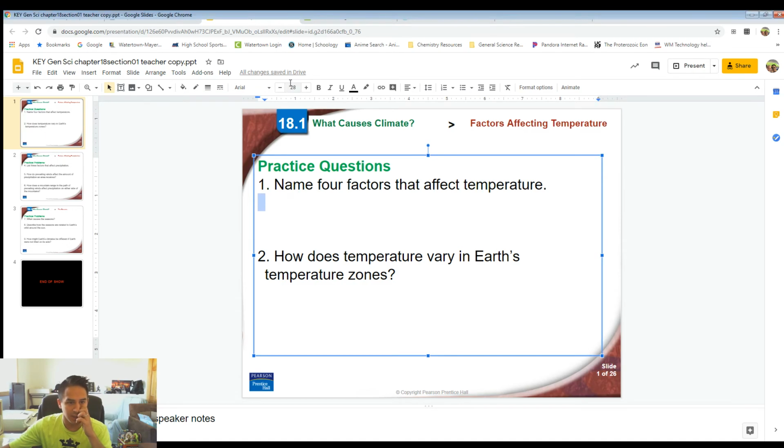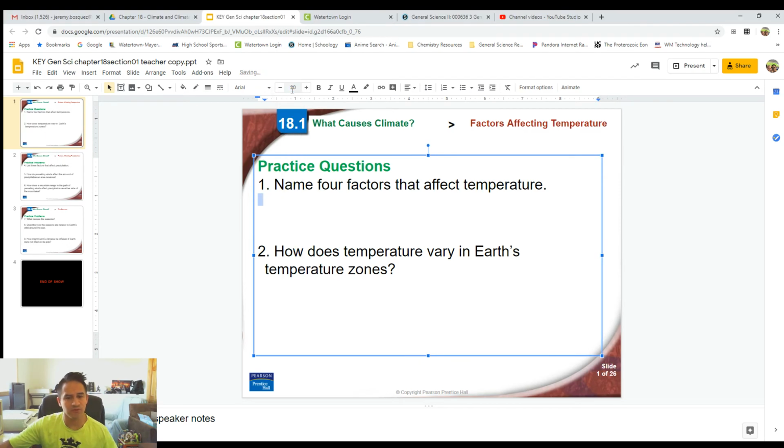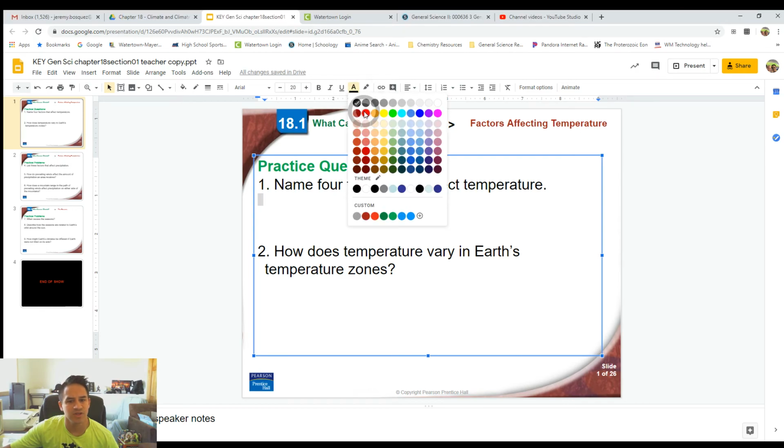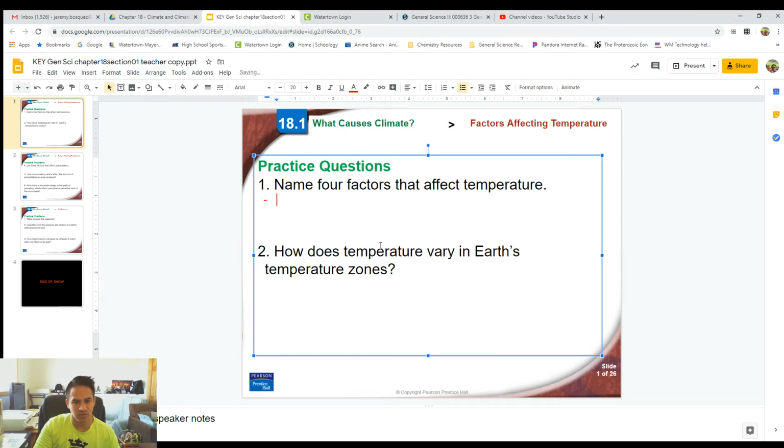So there are 4 factors that they mentioned in the notes that affect temperature. The first one was latitude. This is how far north or south from the equator you are. Okay, so latitude is 1. How far north or south from the equator you are.